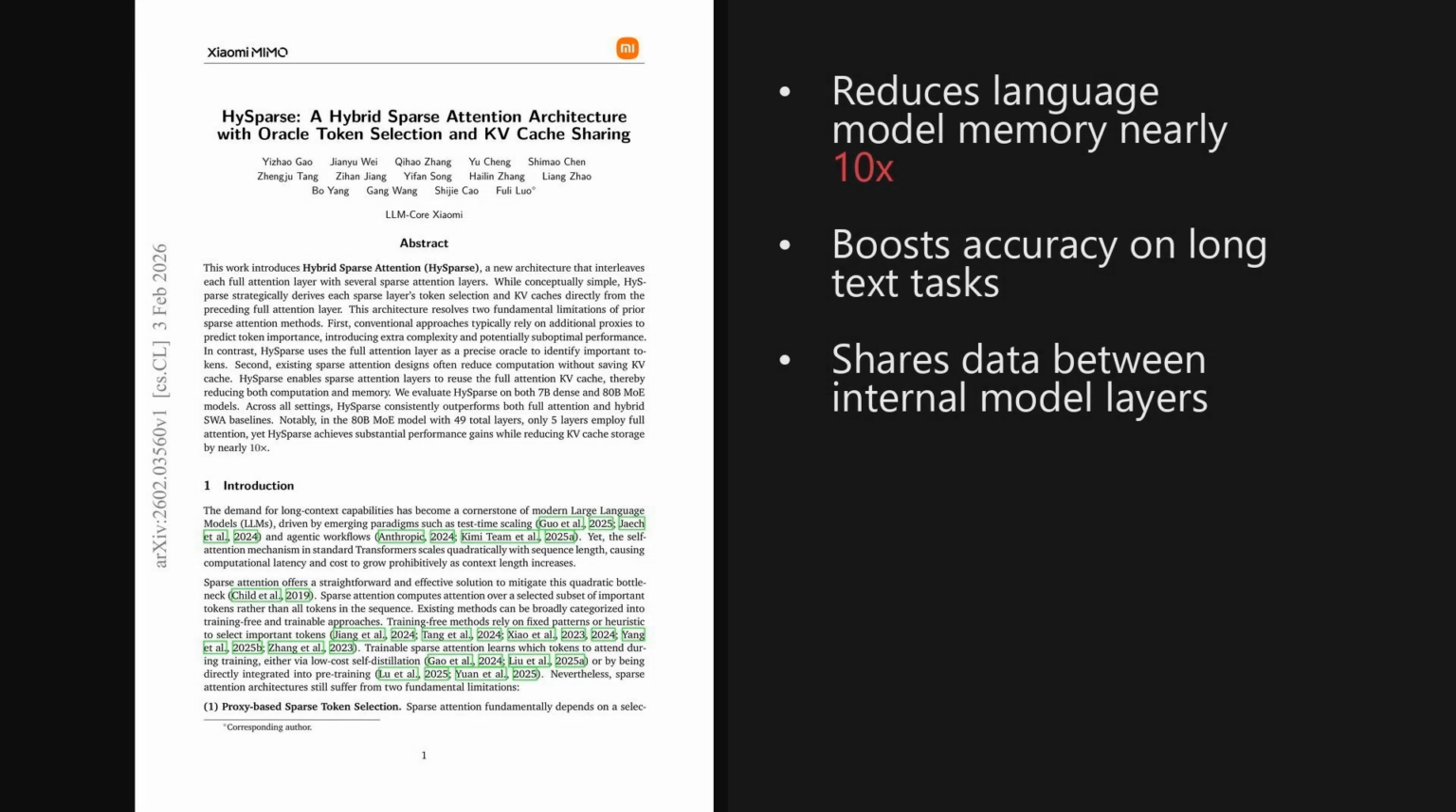Wrapping up, 2 takeaways stand out. First, HySparse proves that full attention layers can serve as precise oracles, effectively guiding token selection without complex proxies. Second, by sharing the key-value cache, it unlocks massive memory savings, nearly 10 times for the 80 billion parameter model, without compromising long context capabilities.